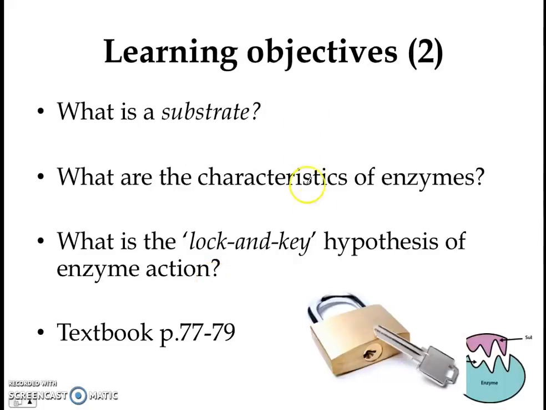I know in the last lesson we didn't really talk about why there was this lock and key picture at the start, but this is the lesson where we'll be looking at it. So after looking at what is a substrate and what are some characteristics of enzymes, we'll be looking at what we call the lock and key hypothesis of enzyme action. This really is the most important part of this lesson. So on the textbook, this is from page 77 to 79.